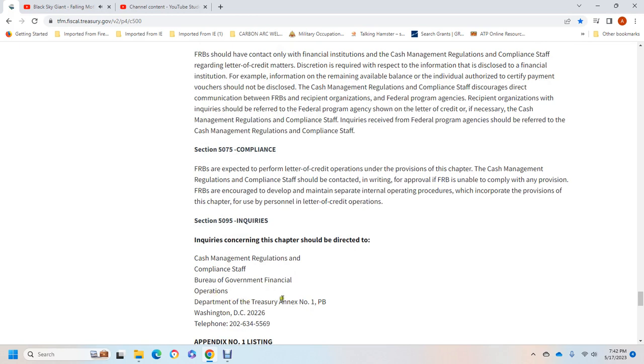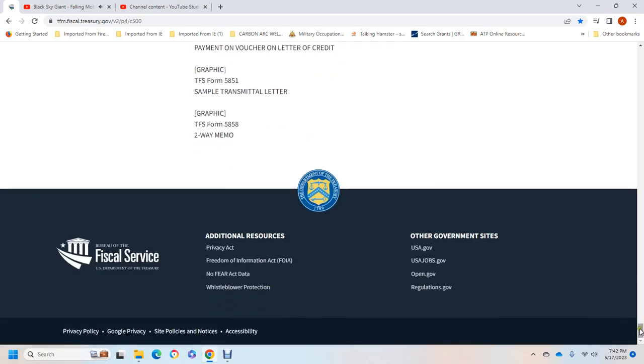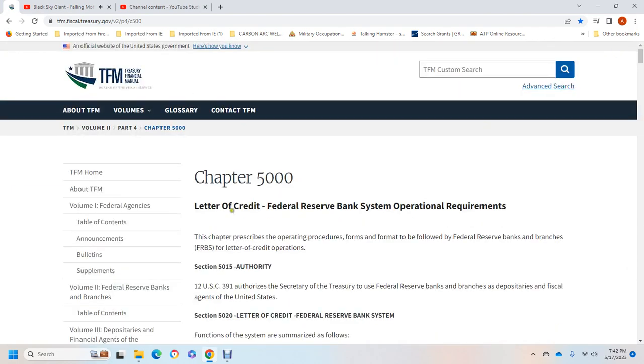the Department of the Treasury, Annex Number 1, Washington, D.C. 20226, telephone number 202-634-5569, and then appendix. Chapter 5000, Part 4, Letter of Credit, Federal Reserve Bank System Operation, Volume 2.